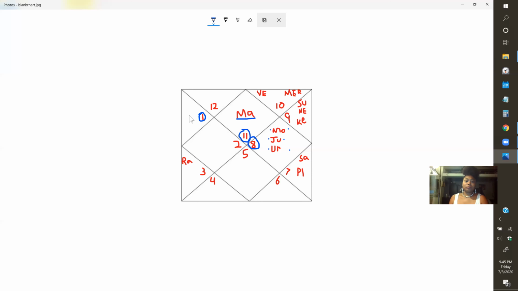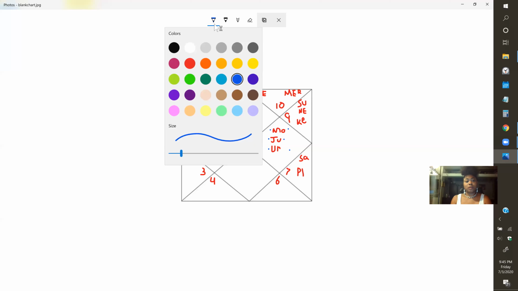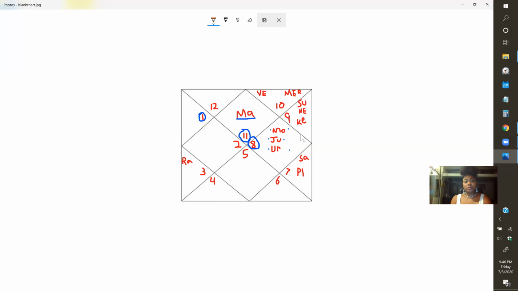Now, another thing I want to talk to you about as far as Vedic astrology is concerned is Ketu and Rahu. Ketu is the south node of the moon, okay? Rahu is the north node of the moon. That's pretty much it. I want y'all to understand that that's what they are, okay?